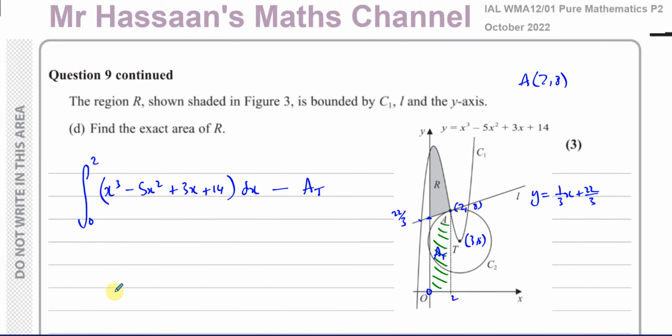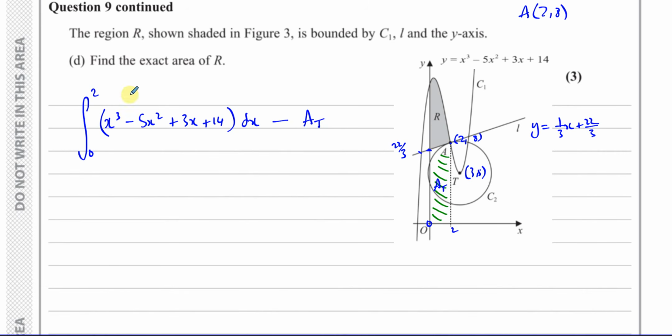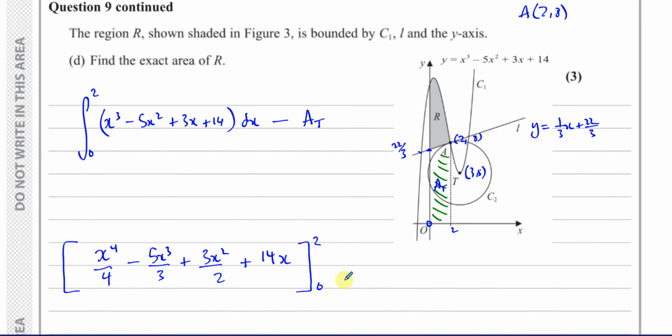So let's start off with the integral of this. I need to integrate this between the limits of 0 and 2. I'm going to change this to a square bracket because I'm going to start integrating straight away. x to the power 4 over 4; you add 1 to the power and divide by the new power. Minus 5x cubed over 3, plus 3x squared over 2, plus the constant term gains an x. You don't have to put plus c because you have a definite integral here. I'll just put those limits here, 2 to 0.